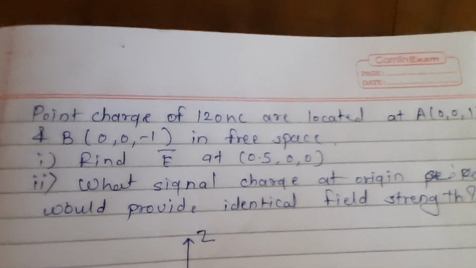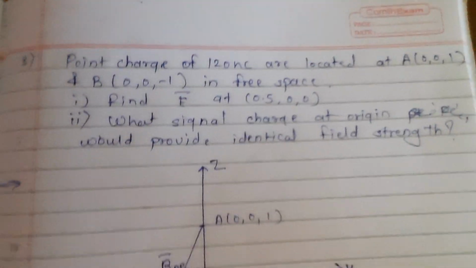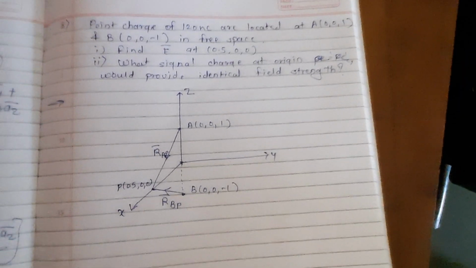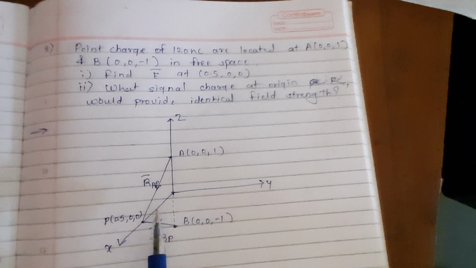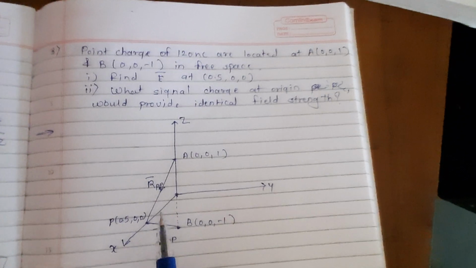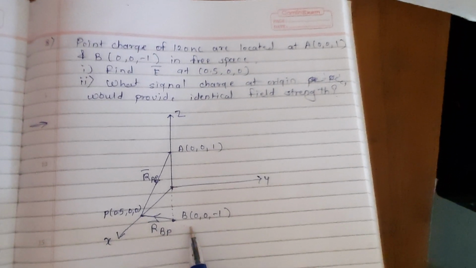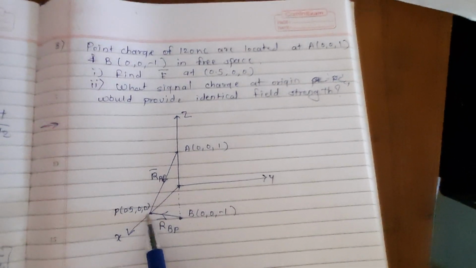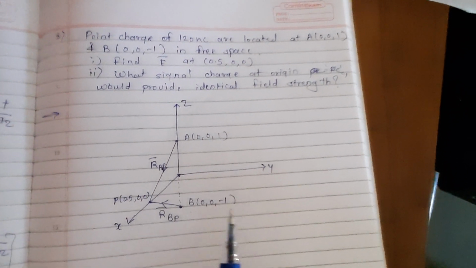So from the given information, first we draw the diagram. The given charges and point P are located here. Point A is (0, 0, 1), so it is on the Z axis. Point B is (0, 0, -1) here. Next, we have to find E bar at (0.5, 0, 0). So we have to find the E at this point.